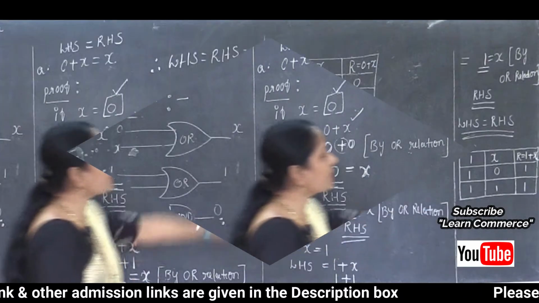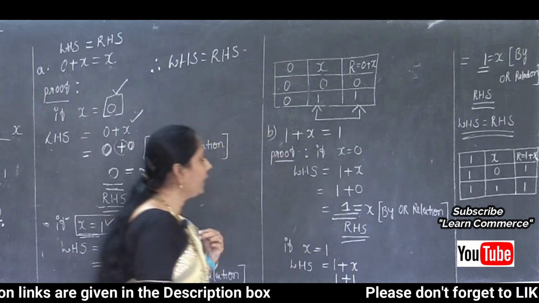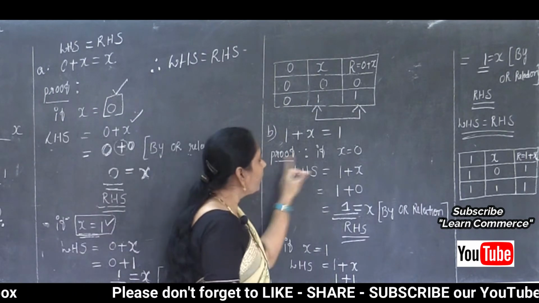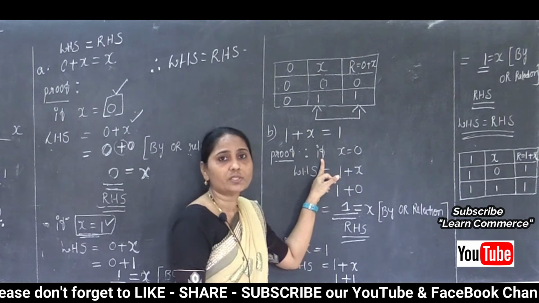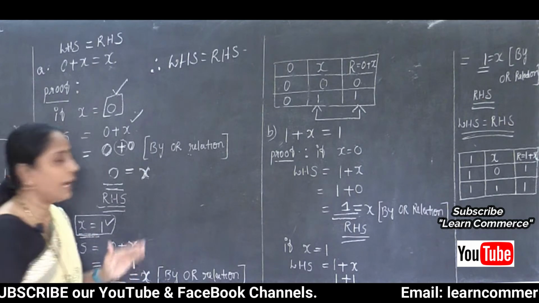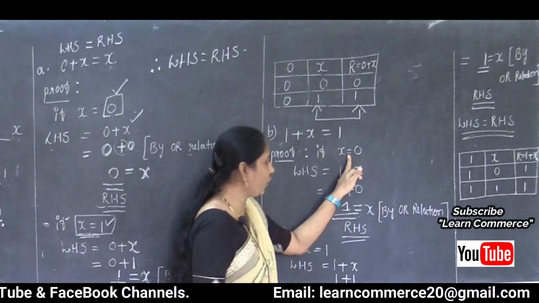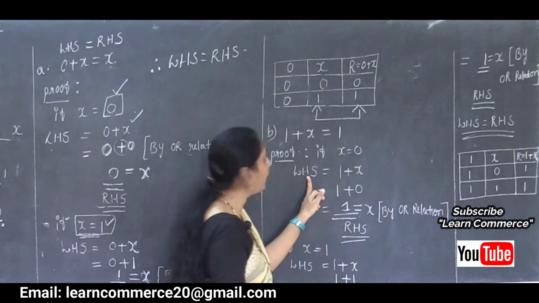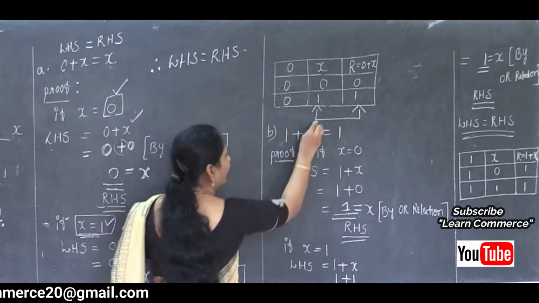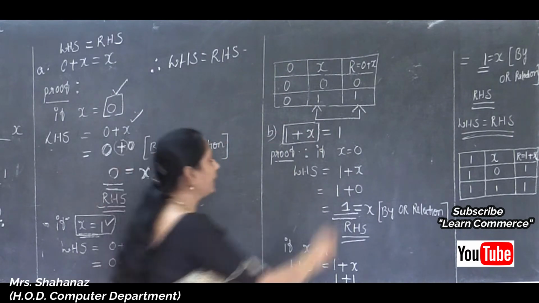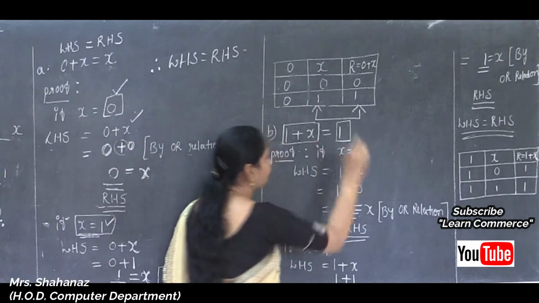Now this is our second option. Second thing, 1 plus x is equal to 1. Proof: first of all I am going to use some value for x, and x value as 0. Now in the left hand side, which value is that? In the left hand side the value is 1 plus x, okay, and the right hand side value is 1.